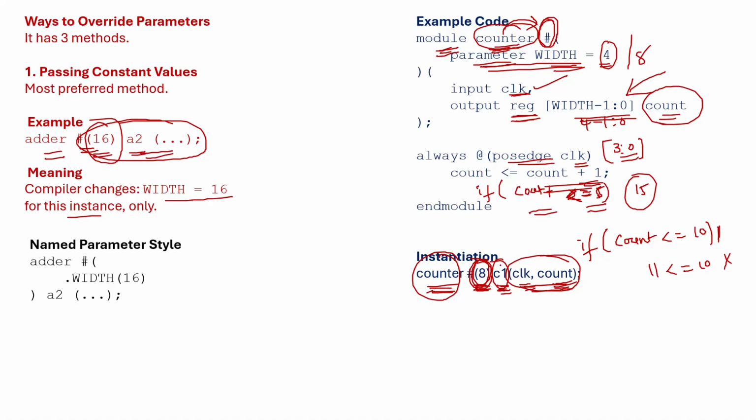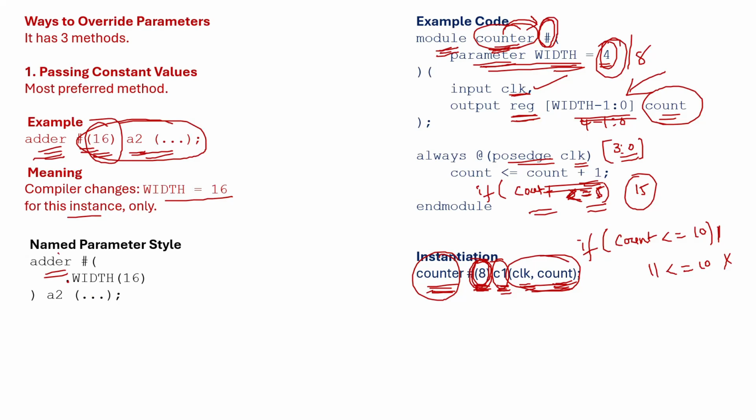See how to override the parameter in the instantiation. See, this is my adder, right? Some adder is taking me here. So adder hash dot width of 16. Dot width of 16 means you were taking the parameter as 4, right? So then I want to change that to 16. After the module name you need to instantiate your parameter.